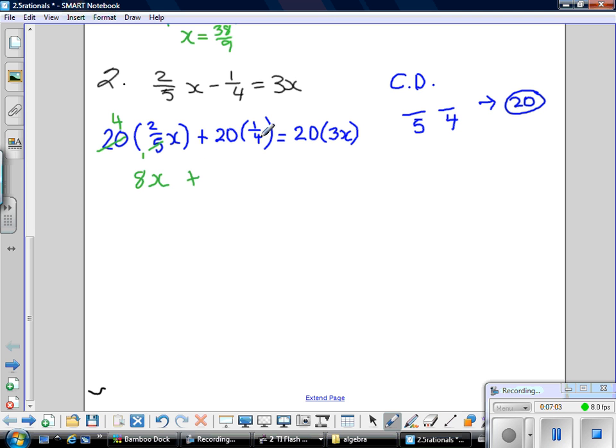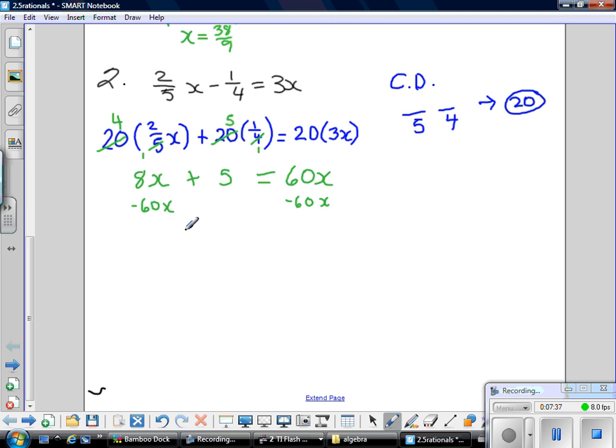Here, how many times does 4 go into itself once? How many times does it go into 20? 5 times. So I really have 5 times 1, which is 5. And then here I just have the 20 times the 3, which is 60. So now what I want to do is get all the variable terms to one side. And I know that most of you like it on the left side, so let's subtract 60 from both sides.